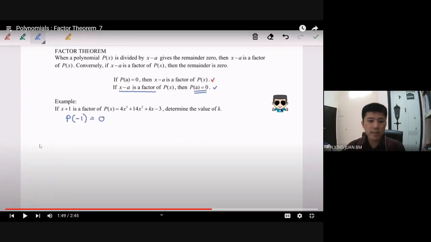Keyword. Kenapa saya tahu dia 0? Because they mention a factor. Okay, a factor. So, itu keyword pertama lah, factor. So, bila dapat factor, kita pun substitute. Okay, kita pun substitute. So, saya tunjuk contoh kita substitute. Then, belakang dia mesti equals to 0.